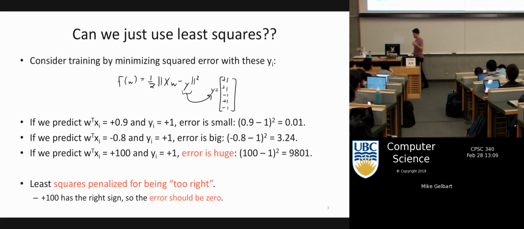And we're going to run with this intuition throughout the whole lecture today. So squared error, least squares, is penalizing for being too right. Meaning it was positive when it should have been positive, but it was huge, and that shouldn't be a big deal.